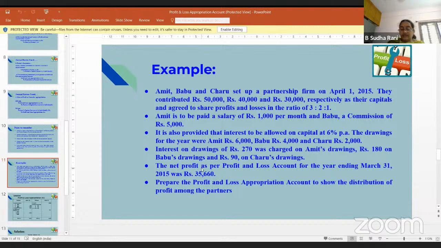Left hand side debit, credit side is right. Done. So can anyone please respond? Take paper and pencil and draw the T format, the ledger account format.